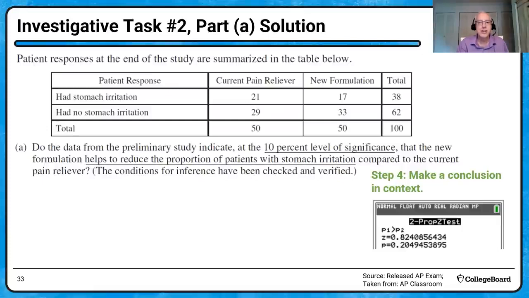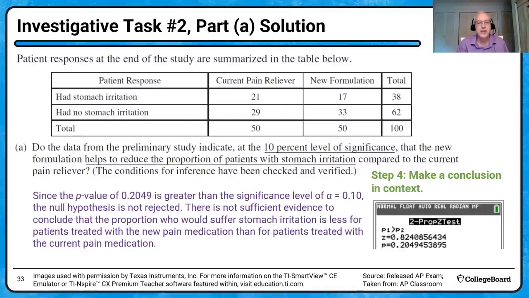Finally, we would need to make a conclusion in context. So it says, since the p-value of 0.2049 is greater than the significance level of alpha equals 0.10, the null hypothesis is not rejected. There is not sufficient evidence to conclude that the proportion who would suffer stomach irritation is less for patients treated with the new pain medication than for patients treated with the current pain medication. The p-value is fairly high. It's certainly above our 10% significance level. Therefore, we fail to reject the null hypothesis.